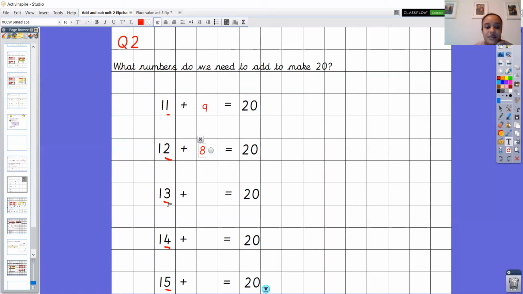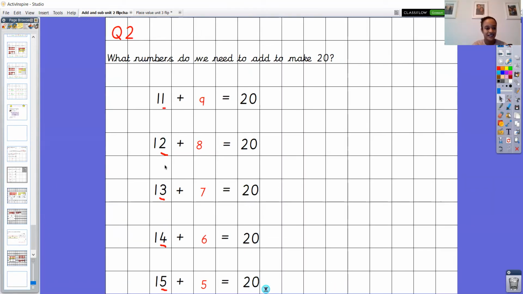Number 13, we're going to look at that 3, look at the ones, 3 and 7 makes 20. Next question, number 14, looking at this 4 here, what do we add to 4 to get 10? We add 6, so 14 add 6 makes 20. And finally, what do we add to 5 to get 10? We add another 5, so 15 add 5 gives you 20. Well done, so double check you got those all right.